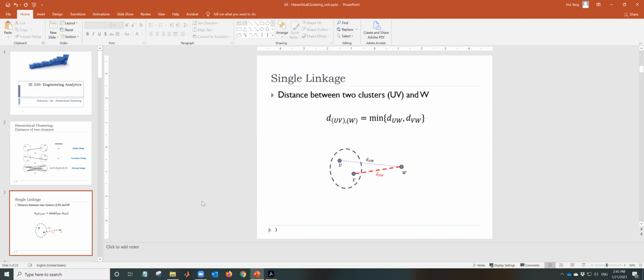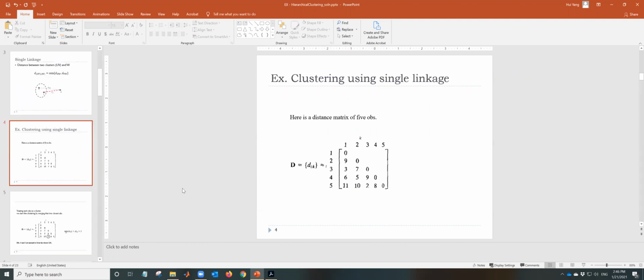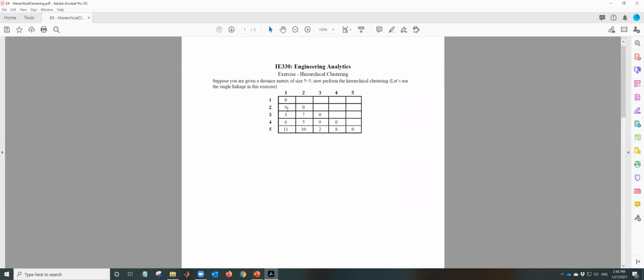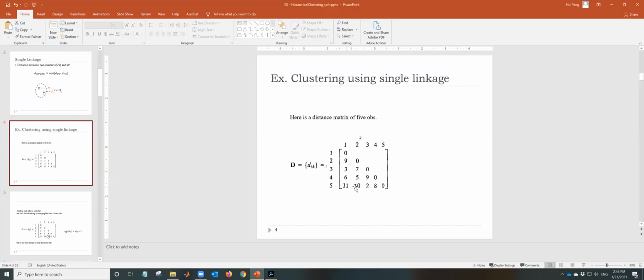Now, again, single linkage. If you have two clusters, this is one cluster, this is another cluster, you take the minimum one. So now let's do this exercise. In this exercise, we use single linkage. Here is the distance matrix of 5 observations.